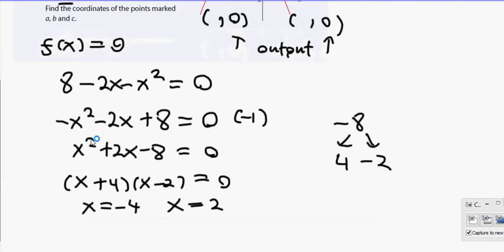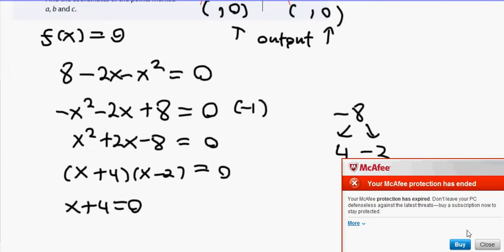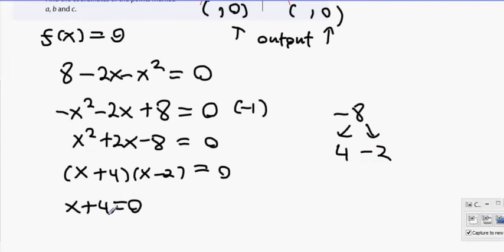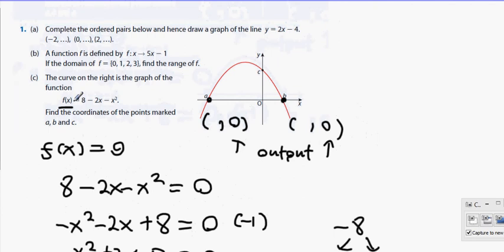For anybody wondering where maybe the missing step was, it was here. The missing step was x plus 4, either the first number equals 0 or the last number equals 0. So x equals minus 4, x minus 2 equals 0, bring over the 2, x equals 2. Okay, so you happy enough with that? Yeah? Okay guys, so the two answers are what we need to find the coordinates.